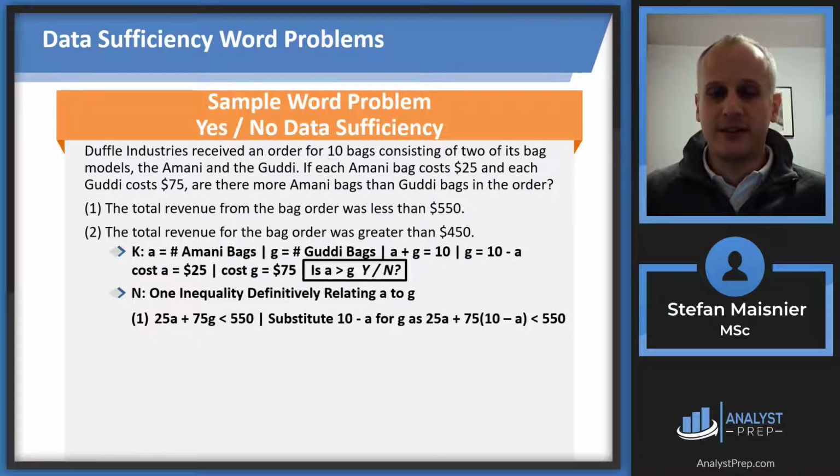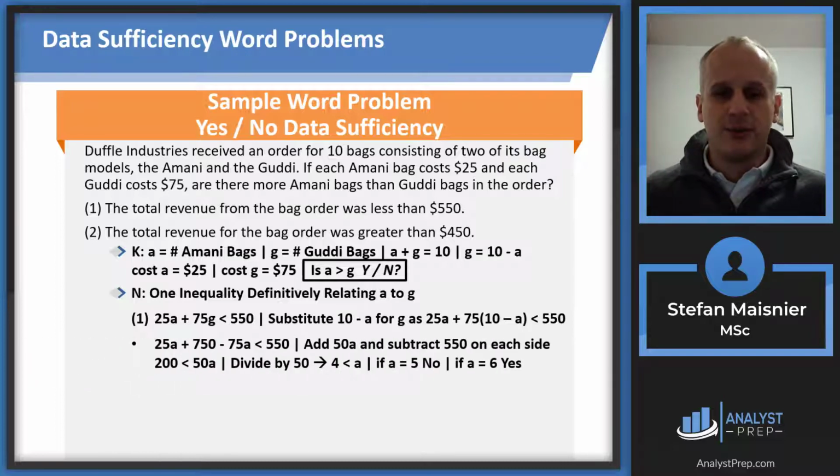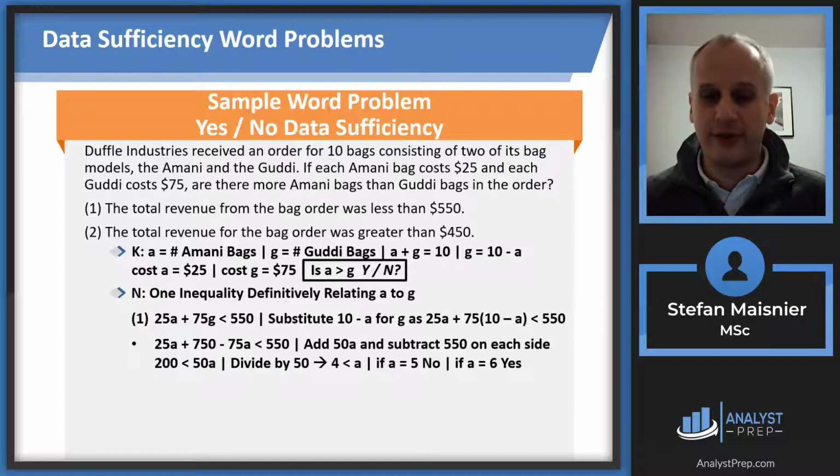At this point, we can substitute 10 minus A for G, and we get 25A plus 75 times 10 minus A is less than 550. Now we just have some manipulation to do. So we'd add 50A to each side, because of course 25A minus 75A is going to be minus 50A, and subtract 550 from each side to simplify our inequality as 200 is less than 50A. Divide by 50, we find that 4 is less than A.